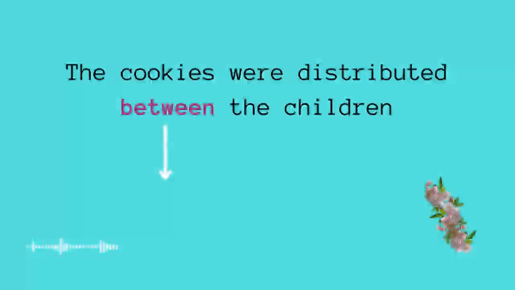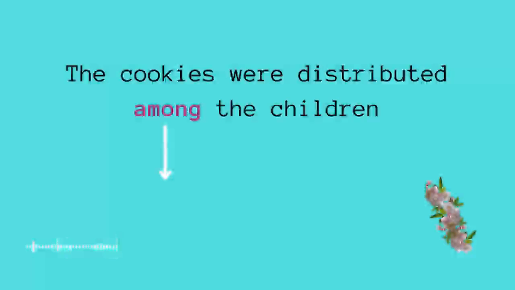Let's have a look at the first sentence. In here we are using between the children. So with the use of between, we refer to two specific children. Alright, so we only have two children. But when it comes to the use of among, that means we are referring to more than two children.